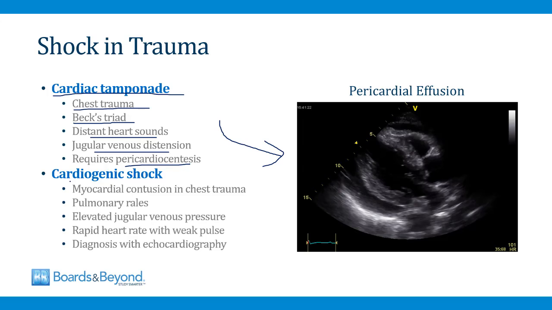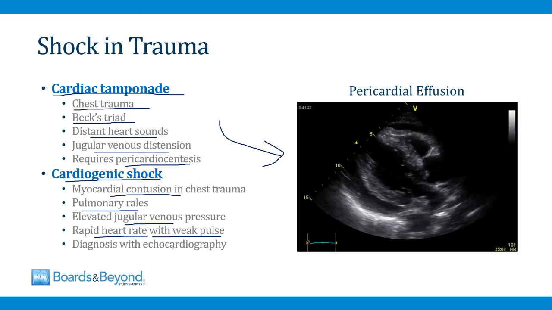Patients with trauma can also potentially develop cardiogenic shock. This can happen if there's a myocardial contusion after chest trauma. Chest trauma can also damage the coronary vessels, leading to ischemia. And when patients with trauma develop cardiogenic shock, they will have clinical features similar to acute heart failure. So they can have pulmonary rales, elevated jugular venous pressure. They can also have tachycardia with weak pulses.